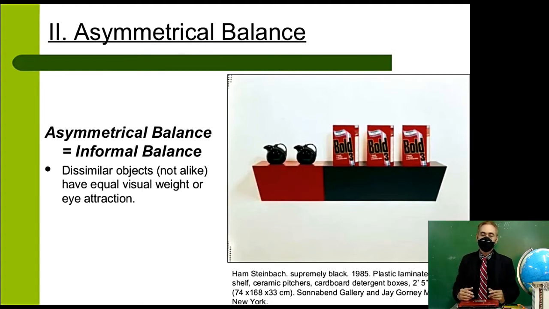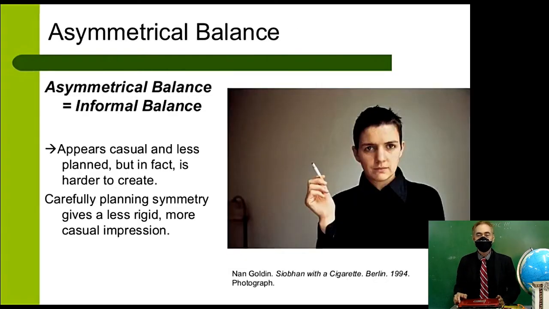Asymmetrical balance is the second type of balance. Asymmetrical balance is sometimes called informal balance, or sometimes occult balance. Dissimilar objects, not alike, have equal visual weight or eye attraction. Asymmetrical balance appears casual unless planned, but in fact is harder to create. Carefully planning asymmetry gives a less rigid, more casual impression.